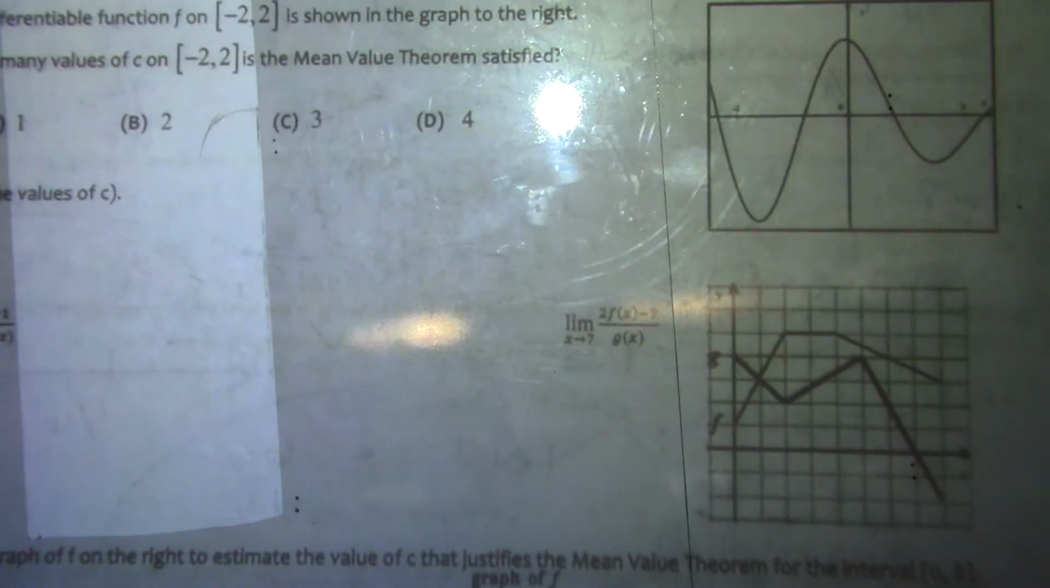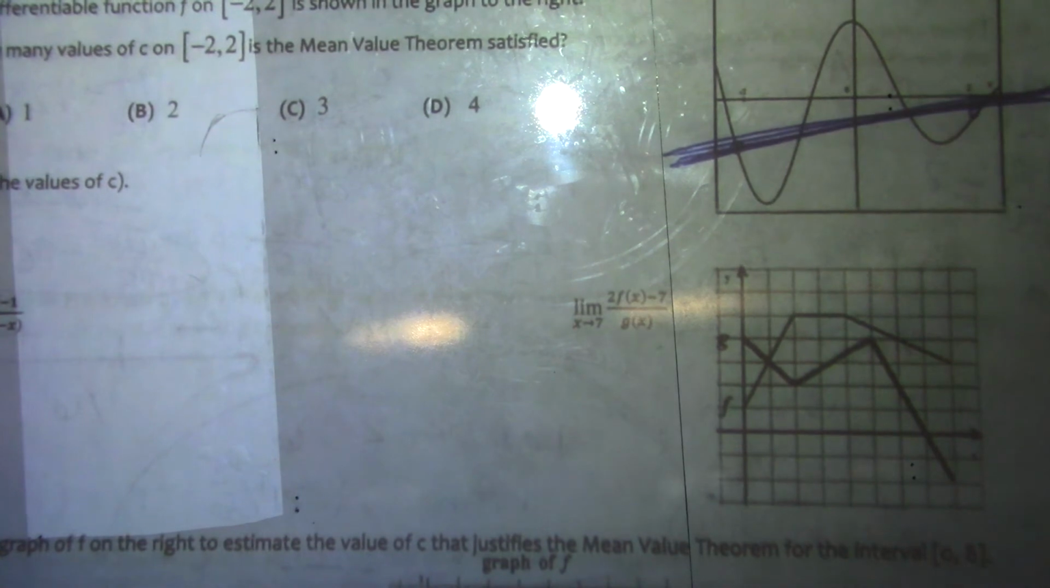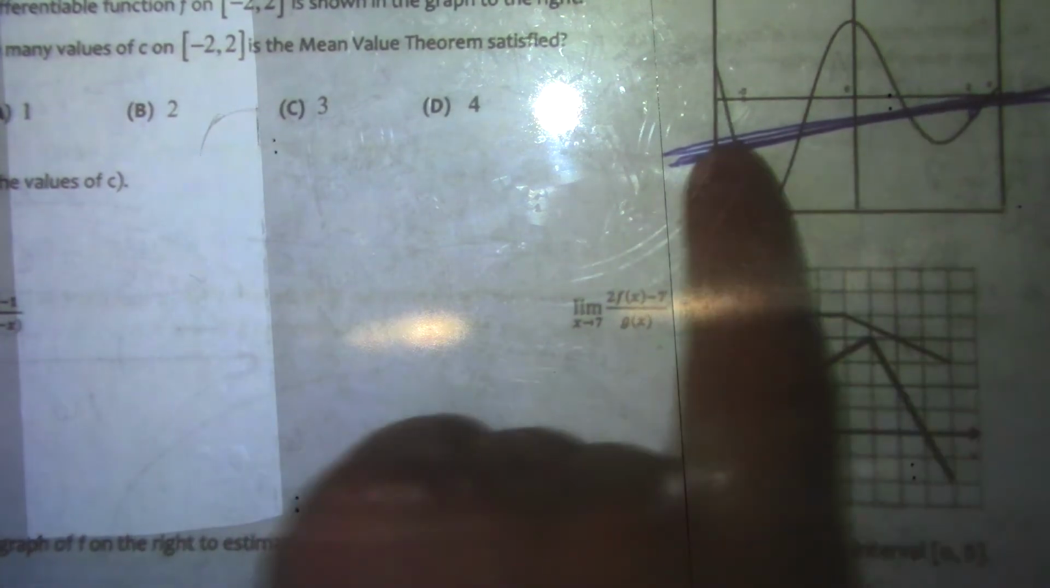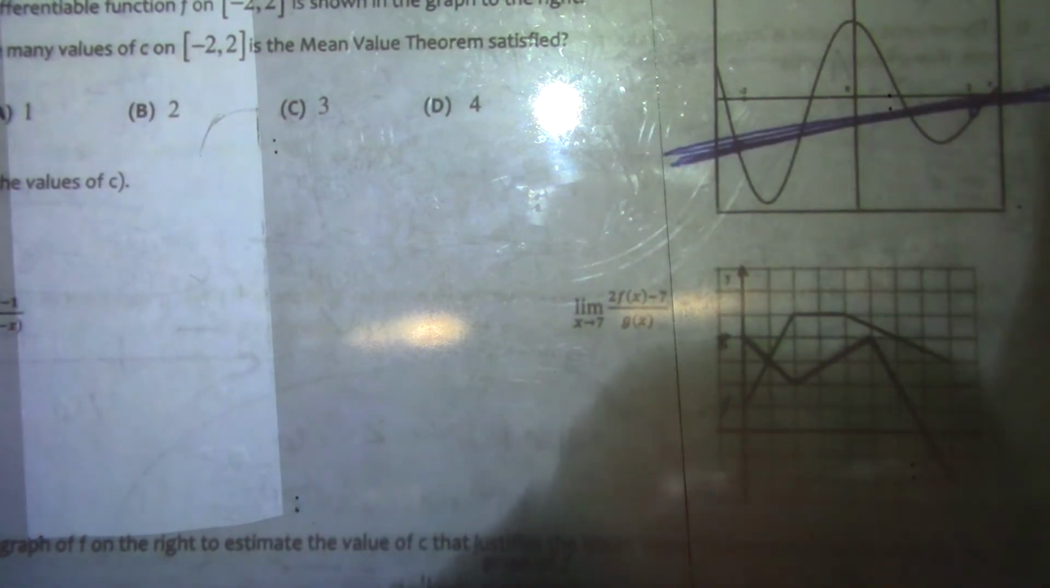All right, we are looking for how many values will satisfy the mean value theorem from -2 to 2. So -2 is right here to +2 is right here. This is my average rate of change, and obviously I have a positive slope. I want to know how many values of c, how many instantaneous points, will have instantaneous slope equal to the average rate of change. So I see one here, a positive right here, and one right here, so there should be 3.